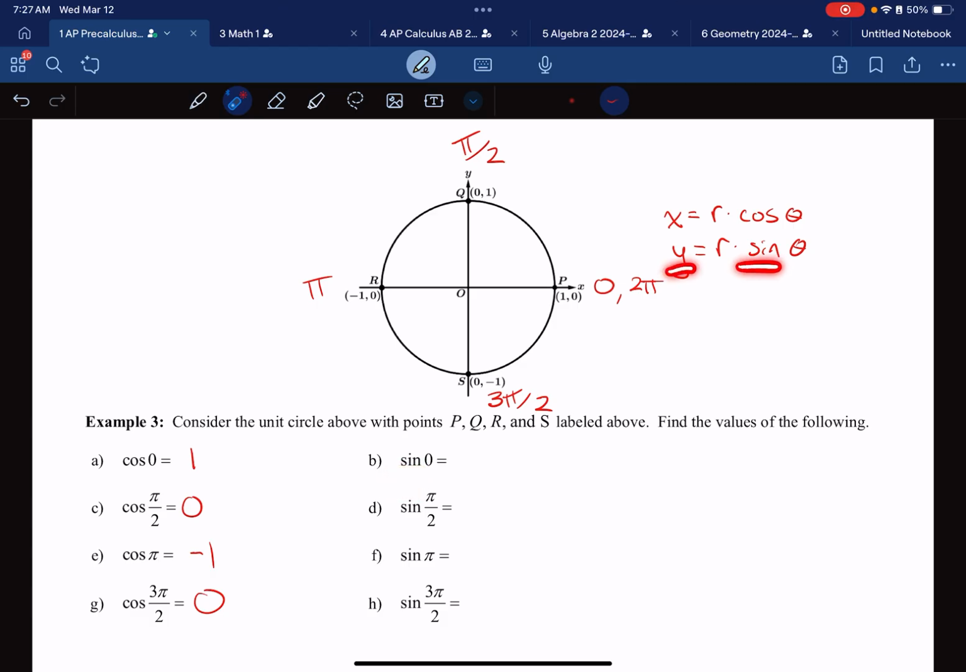Over here we have sine of 0, aka the y-coordinate. Again, y and sine go hand in hand. X and cosine go hand in hand. Sine of 0, the y-coordinate of 0. Well, right there is 0. The y-coordinate of pi over 2 is right here. The y-coordinate is 1. Pi lives right here. The y-coordinate is 0. And down over here, 3 pi over 2 lives down here, and the y-coordinate is negative 1. Look how easy that is.